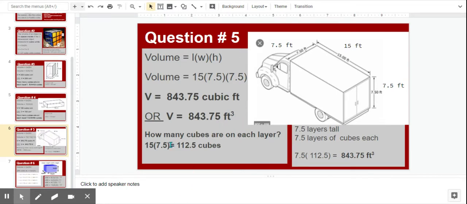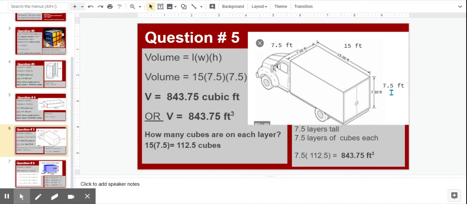Another way we can think about it, like I've been reminding you, is looking at the number of layers and how many cubes would be on each layer. When we think about that, how many cubes are on each layer on this truck? 7.5 by 15 would represent one layer. It's at the top this time, but it doesn't matter if it's at the top or at the bottom. Multiplying those two gives us 112.5 cubes, which would represent one layer, but it's tall.